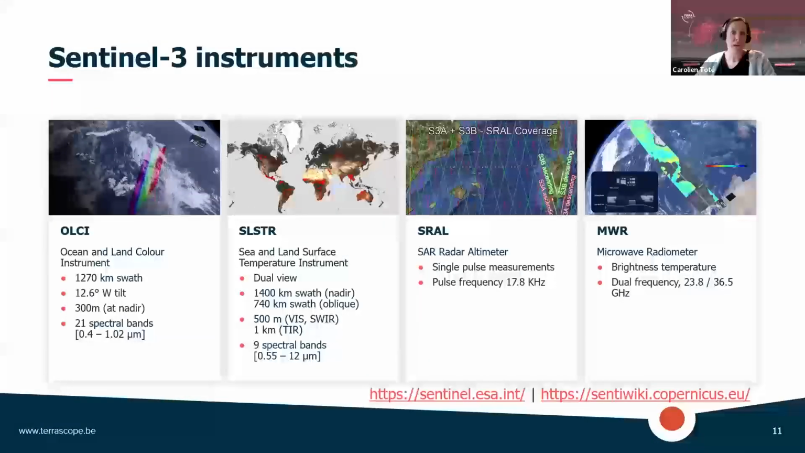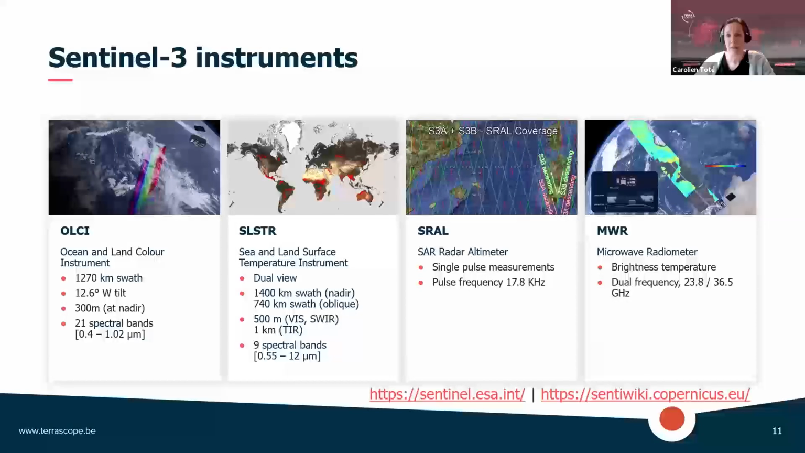There are 4 main instruments on the Sentinel-3 satellites. The first one is OLCI, the Ocean and Land Color Instrument. It's a push broom imager, tilted a bit westwards to mitigate the negative effects of sun glint over water surfaces. So it's specifically designed for ocean color measurements. It's a medium resolution sensor at 300-meter resolution at nadir, and it has 21 spectral bands in the visible and near infrared.